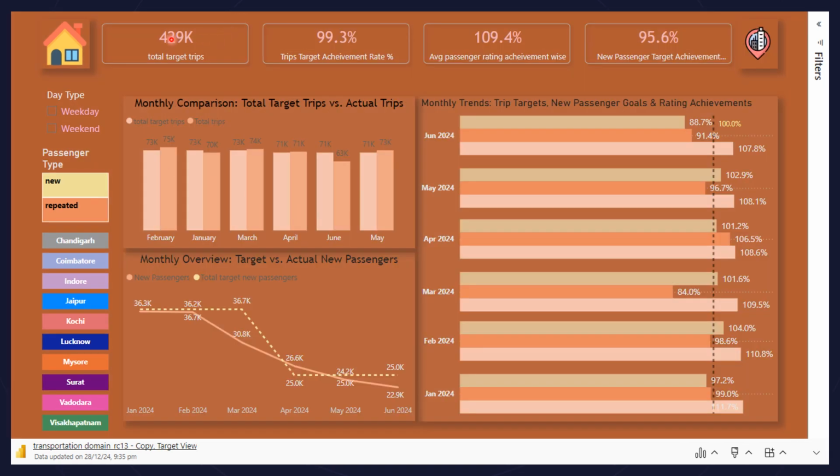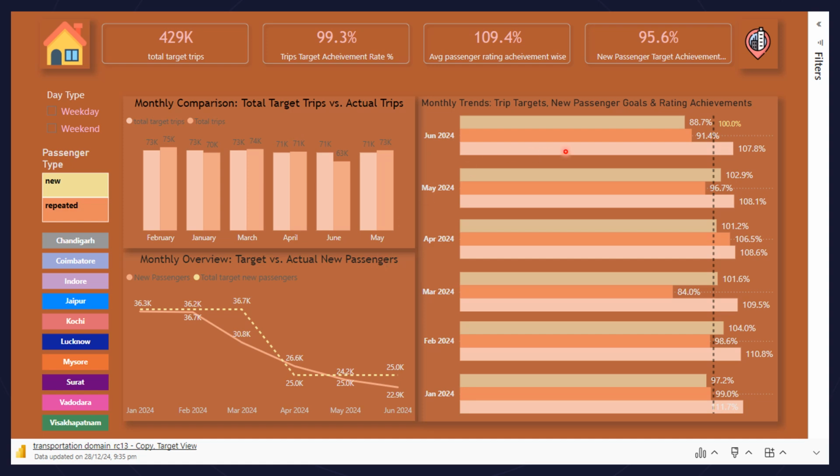In the target view, we have metrics such as total target trips, which are 429,000, and the trips target achievement rate percentage is 99.3. They have exceeded their targets in the average passenger rating achievement, which is 109.4%. It indicates that passengers are liking the GoodCabs services, and the new passenger target has been achieved by 95.6%. We can also see the monthly comparison between the total target trips versus the actual trips, and also the monthly overview between the target versus the actual new passengers.